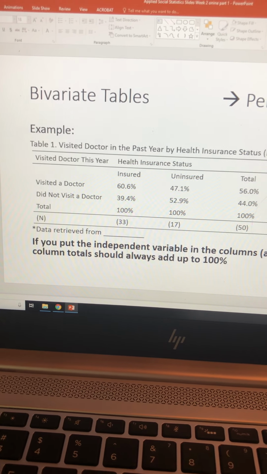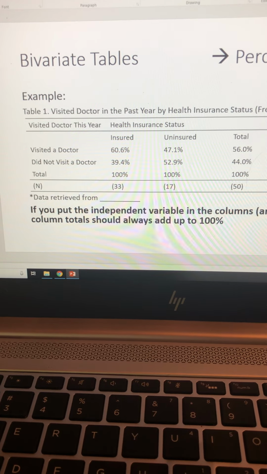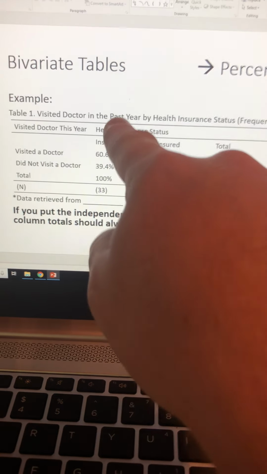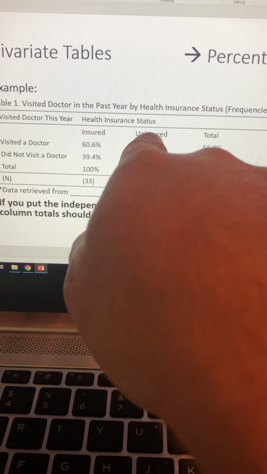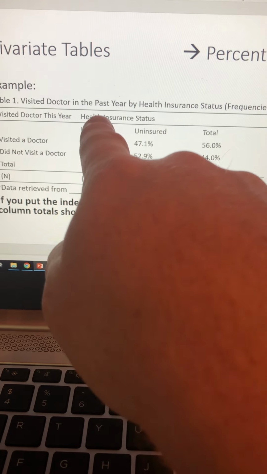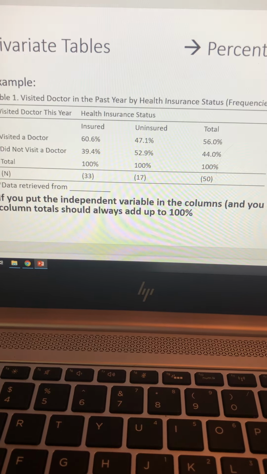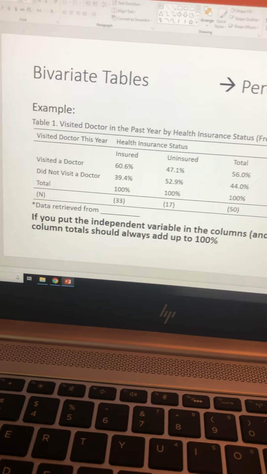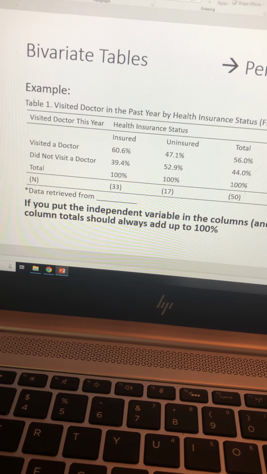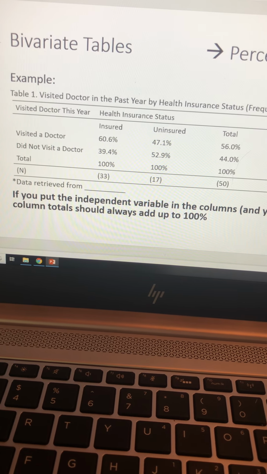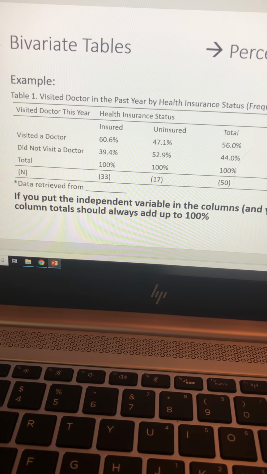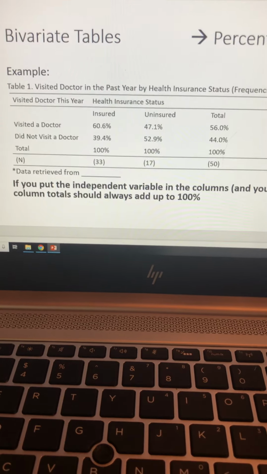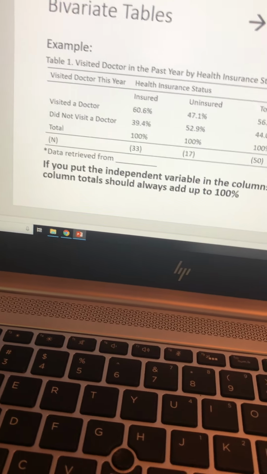Your columns will always sum to 100 if you put your independent variables in the column, and you should. So independent variable, insurance status, predicting doctor visits, your columns will always add up to 100. And you could put the n there if you'd like. I think it would be wise to include that unless you already have it. So if I give you the data and it has the frequencies, don't feel the need to put it in again. But if I don't, obviously it's useful.